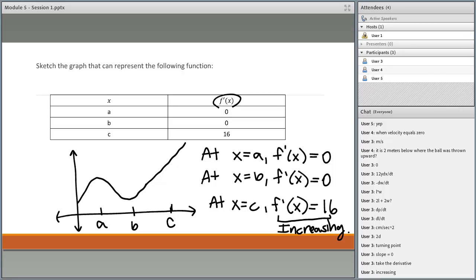Let me just say that one more time. At x equals c, the first derivative is 16, which means the slope of the tangent line at that point is 16, and all we really care about is that it's increasing at this point. And we know that at x equals b, the graph is changing directions, which means the slope of the tangent line at that point is 0. So those two represent a slope of 0.